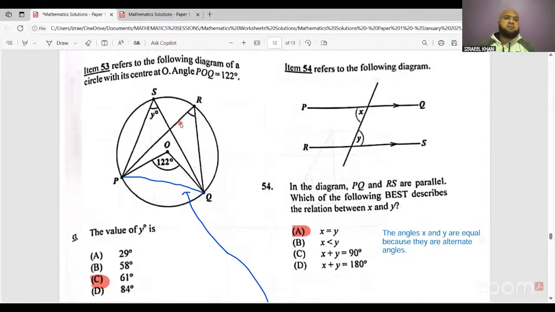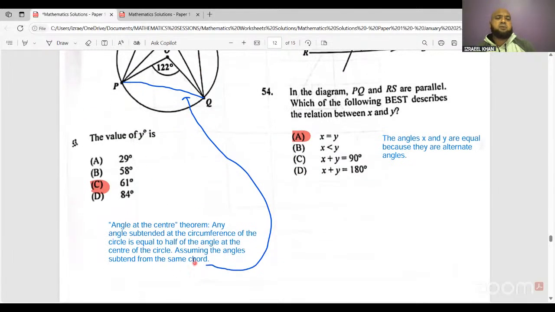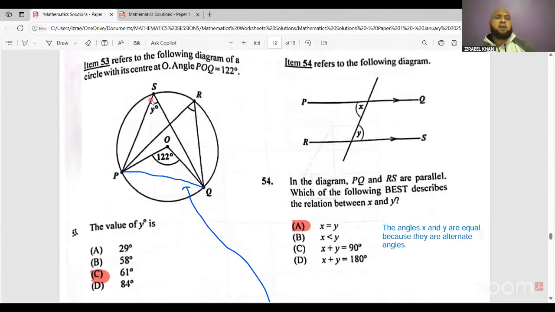53 refers to the following diagram of a circle. Strange enough, the circle theorem now. Don't really get that, so with center at O, angle POQ is 122, value of Y is. And I had to go into detail to put down the theorem to be used. Y will be half of 122, which is 61.